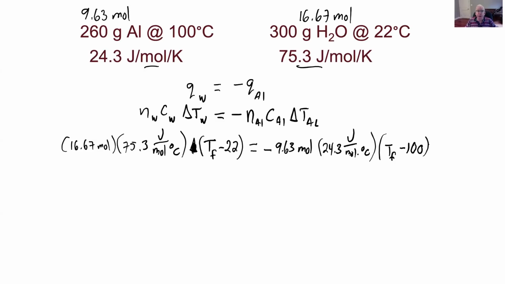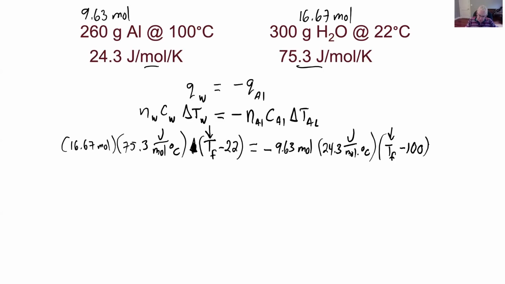If I get to there, there's good news and there's bad news. The good news is I've got an equation that only has one unknown in it, right? It is T sub F. That's the final temperature. That's what I'm trying to find. The bad news is it's in two places, so I still have to do some algebra to solve it, okay? And that does provide some opportunities to mess up.